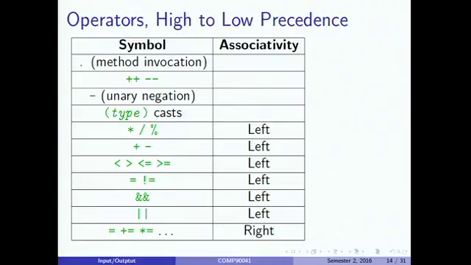Then the assignment and not equal. What happened to equal equal? I lost it. So that should be equal equal. That's a bug on my slide, sorry. Then equal equal and not equal. And then and has higher precedence than or. So if you have A and B or C, the and has higher precedence, which probably is what you want. And then the assignment operators have the lowest precedence. And those are right associative. Not that anybody really cares. Okay?